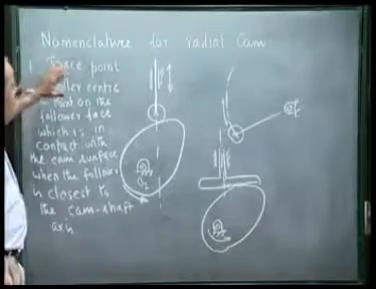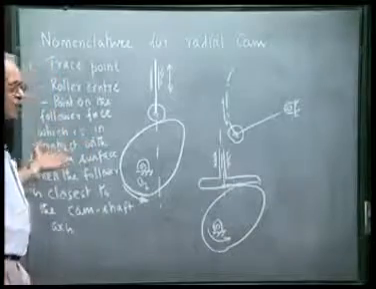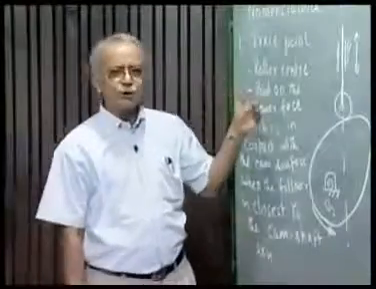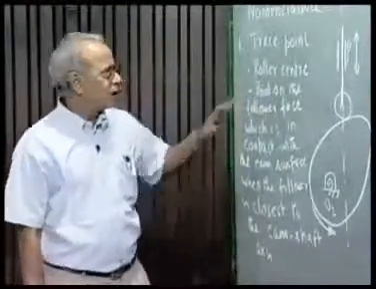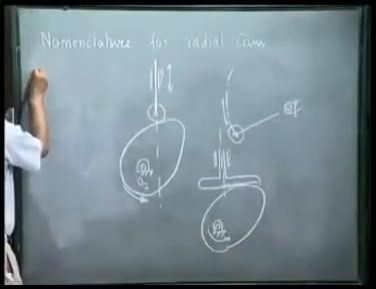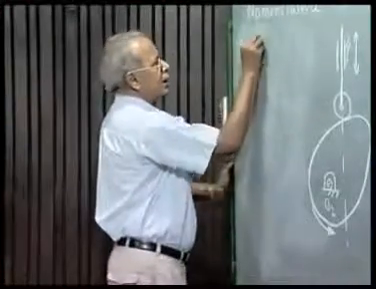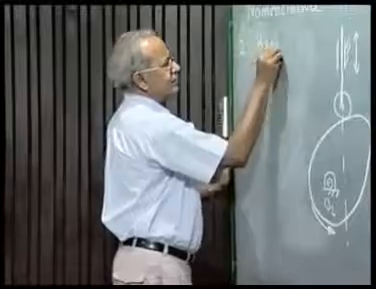So trace point is a theoretical point on the follower which is used to describe the movement of the follower. So that is what we call the trace point. Second thing we would like to define is what we call a base circle.